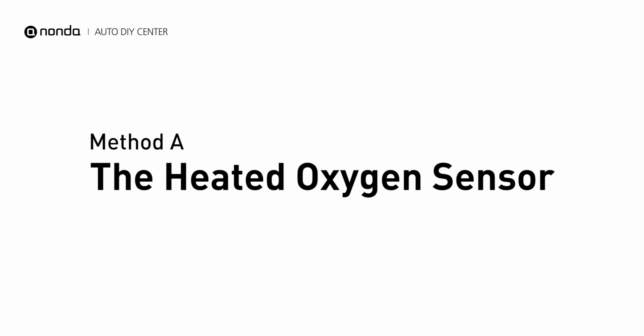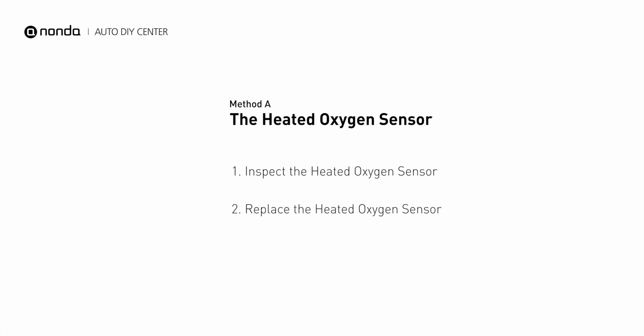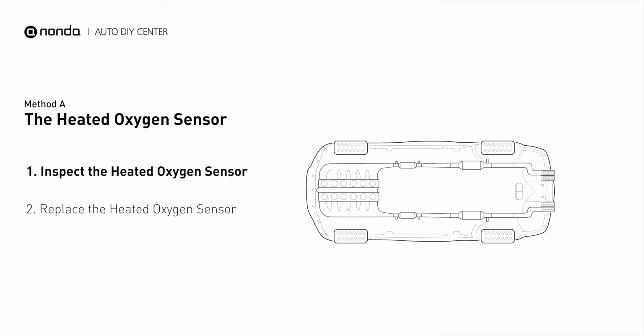Method A, the heated oxygen sensor. This heated oxygen sensor is located right after the catalytic converter. Bank 1 is on the side with cylinder number 1. Sensor number 2 is usually the downstream sensor behind the converter.